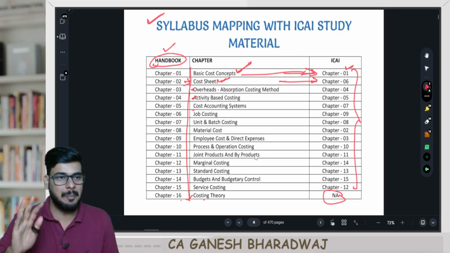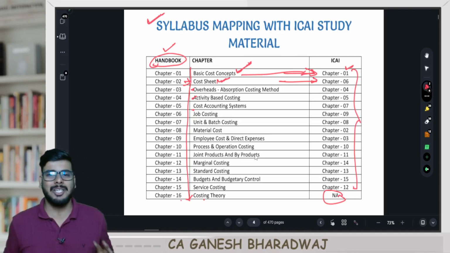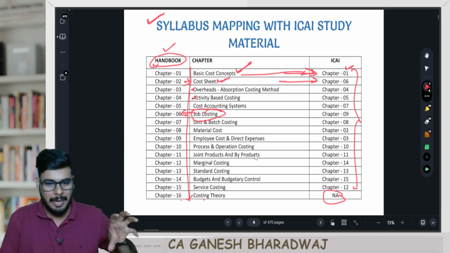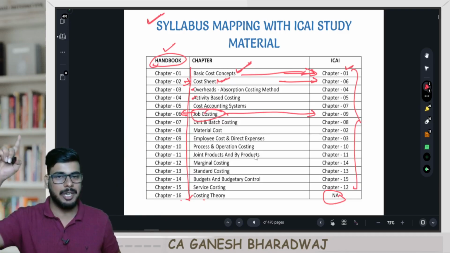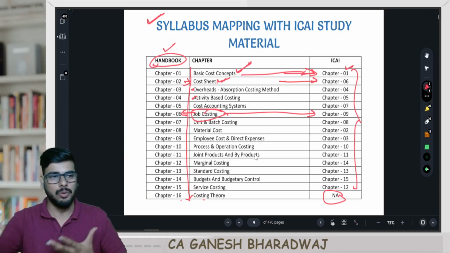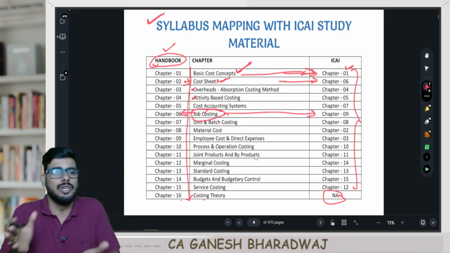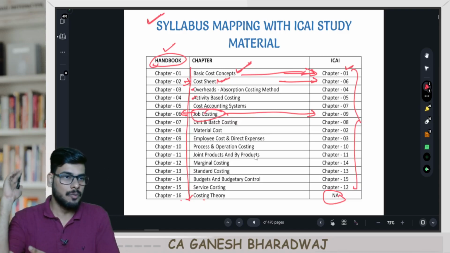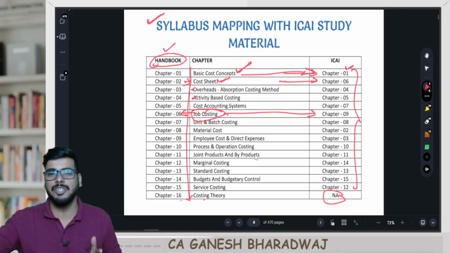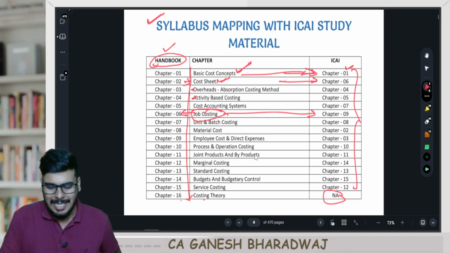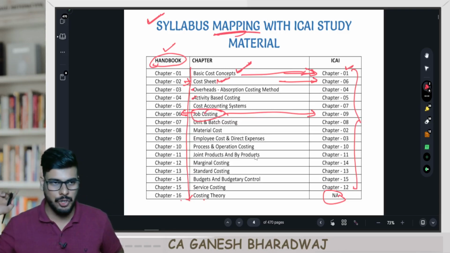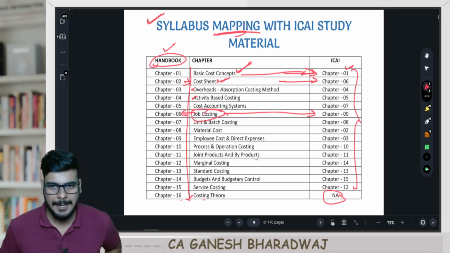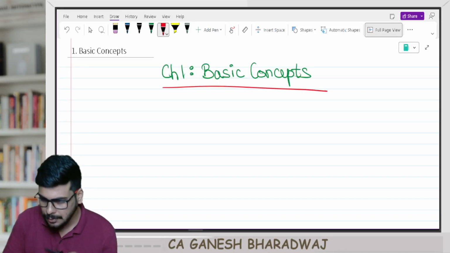This syllabus mapping, are you clear with this? So whatever chapter you have got, simultaneously, you can find out the chapter number in our material. You can also spot the chapter number in the ICAI material. So if you want to compare anything, or if you want to look at the study material, you can know readily which particular topic is in which particular chapter of the study material. Clear with this? This I call syllabus mapping with the institute study material. Clear with this, guys? Now, shall we get started? Yes.